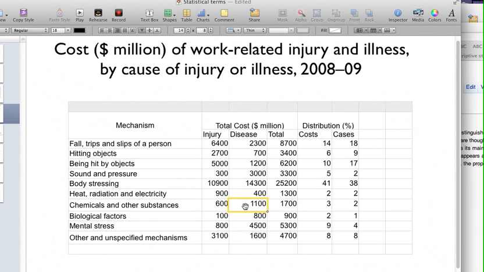And disease, that's kind of interesting, isn't it? Chemicals and other substances cause disease at a rate almost double the rate of injury. So how are they defining disease in comparison to injury? So that's obviously very important.